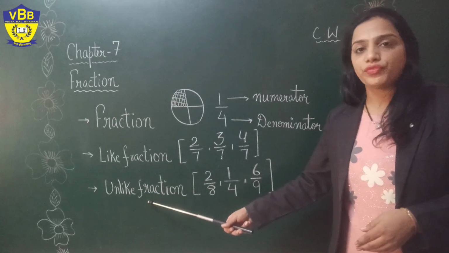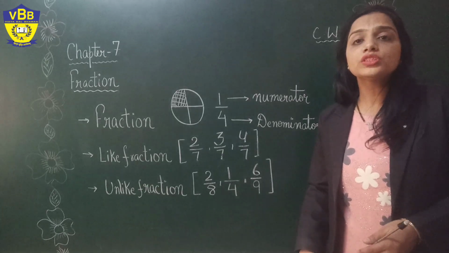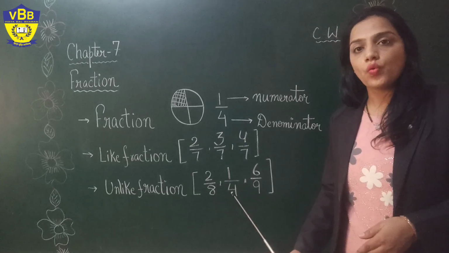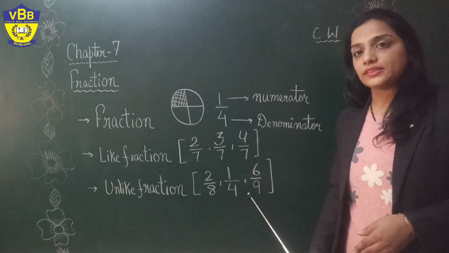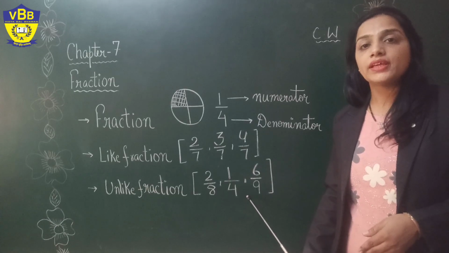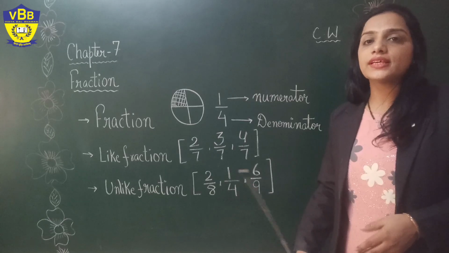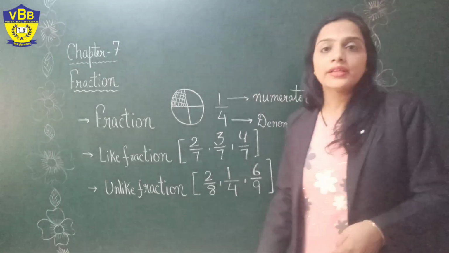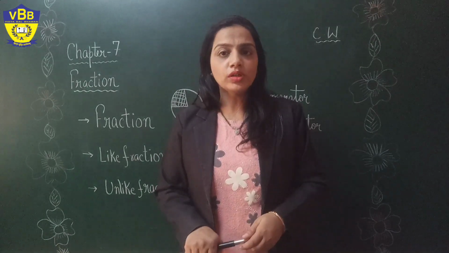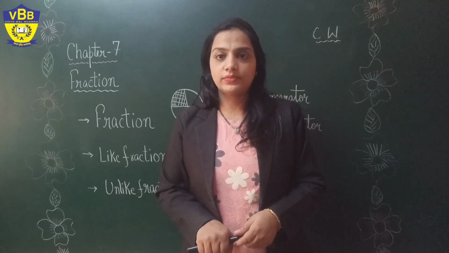Now unlike fractions. Unlike fractions are those fractions whose denominators are not the same: 2 by 8, 1 by 4, 6 by 9. Here you will see that the denominator value is not the same. They have different denominators. So this is a short recap. Now take out your maths book, notebook and stationery for doing the exercise.